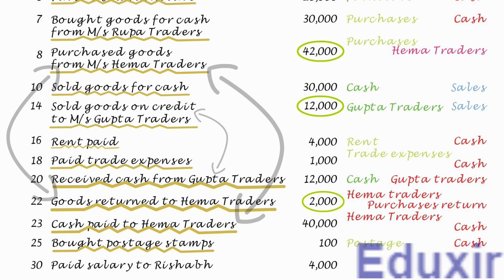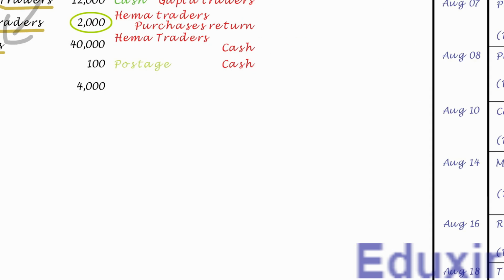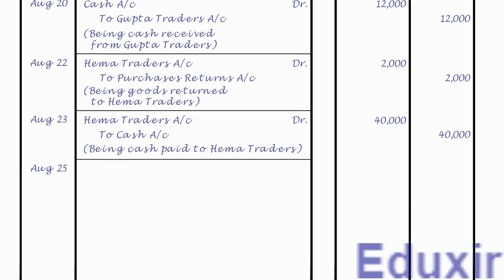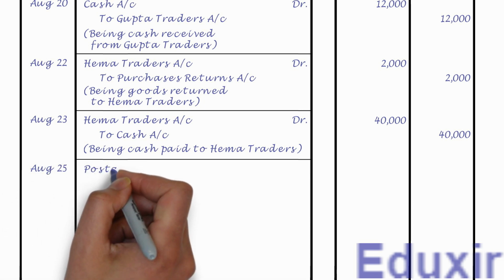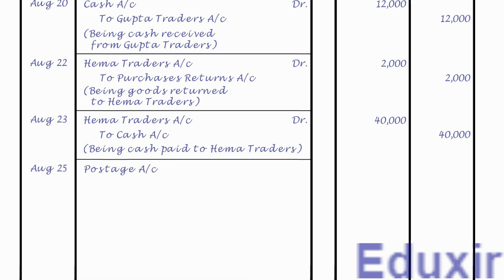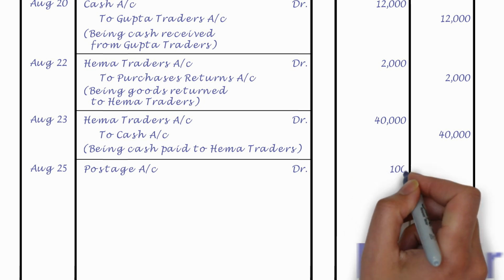With this analysis at our disposal, let us now proceed with the journalizing of this transaction. Let us first record the date. Let us now record the postage account as the debit entry. Let us also record the text DR to indicate that this is a debit entry. Let us also record the debit amount of 100 rupees into the debit amount column.